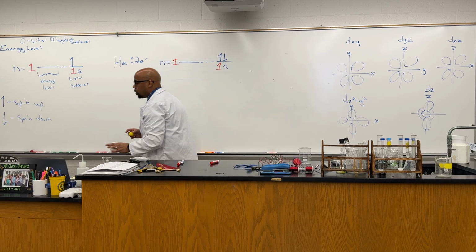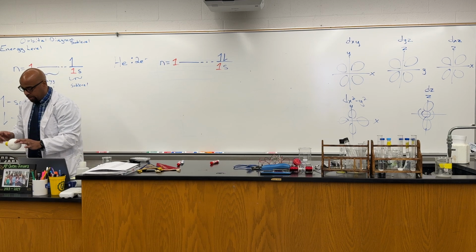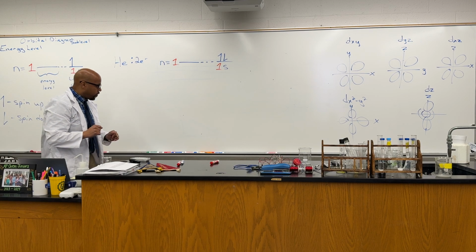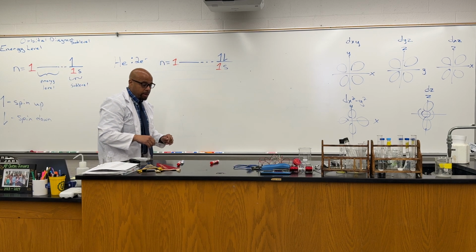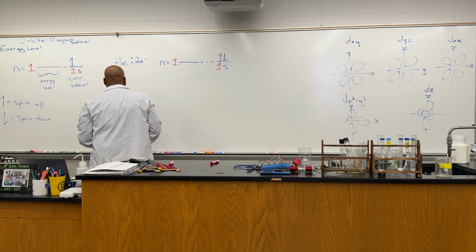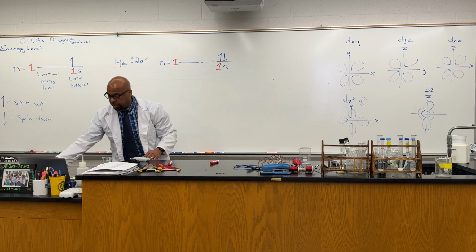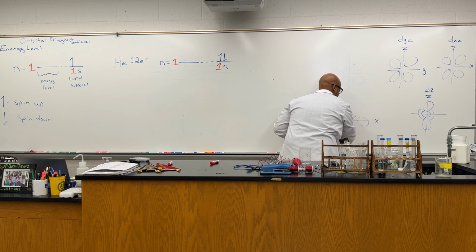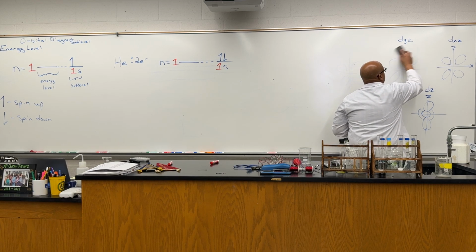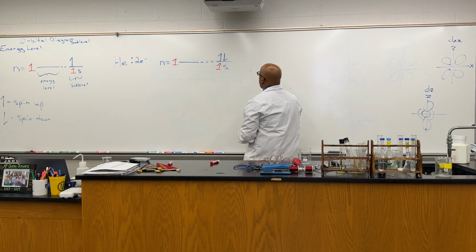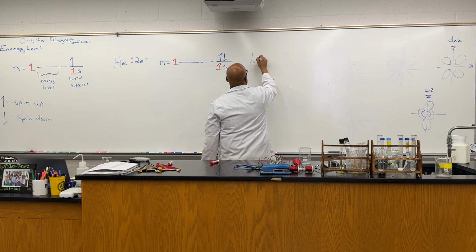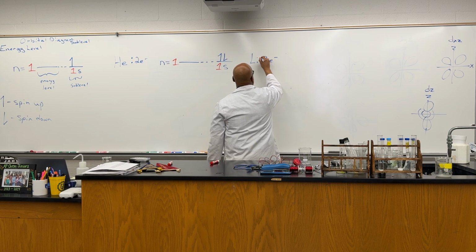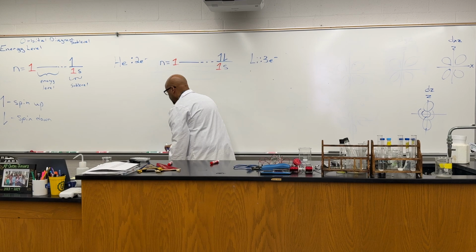If we go to the next element on the periodic table, which will be the third element, the third element on the periodic table is going to be lithium. Where's my eraser? Here it goes. This is where it gets fun. Lithium, Li, has 3 electrons. So that's what it's got here.